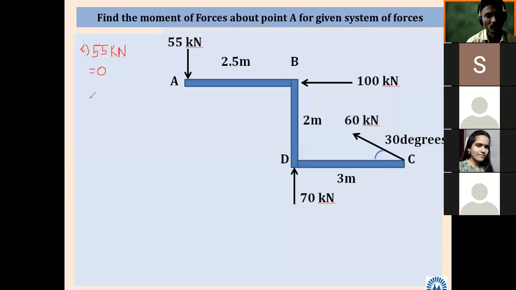Is there any difficulty in this Roman 1? Does anyone have any objection? No, sir. Because it is applied at that point. Why is it becoming 0? Because the perpendicular distance is 0. As a simple example, the distance from point A of the 55 kilonewton force is 0. If you apply the formula, the perpendicular distance is 0, so the moment is 0.